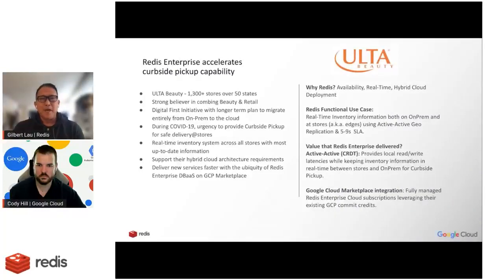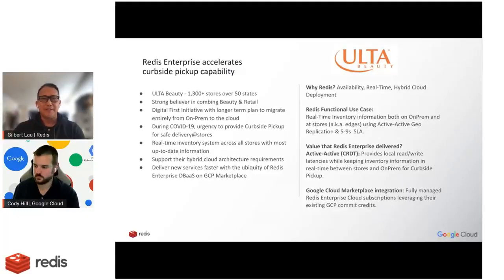So Ulta Beauty is running a digital-first initiative with a longer-term plan to move the IT infrastructure completely from on-prem to the cloud. During COVID-19, customers were not allowed to come into their stores. Curbside pickup became a top priority project to continue delivering beauty products to their customers in a safe environment. So this was an entirely new function. They needed to build the whole new application on GCP from scratch.